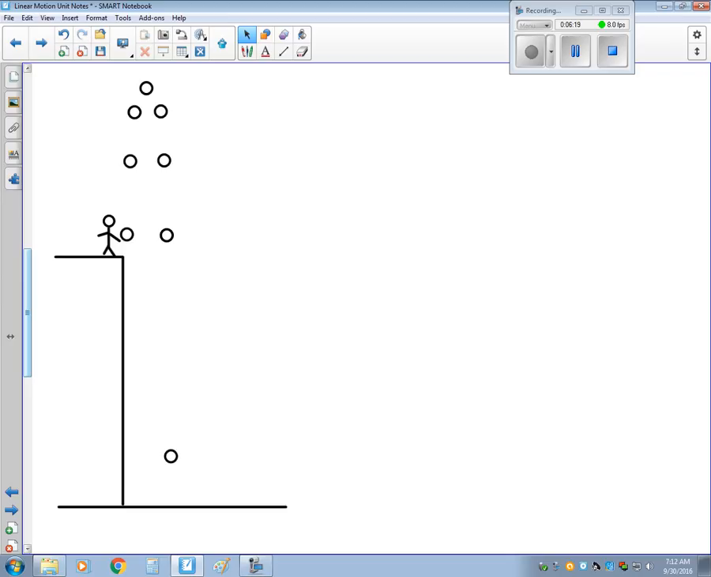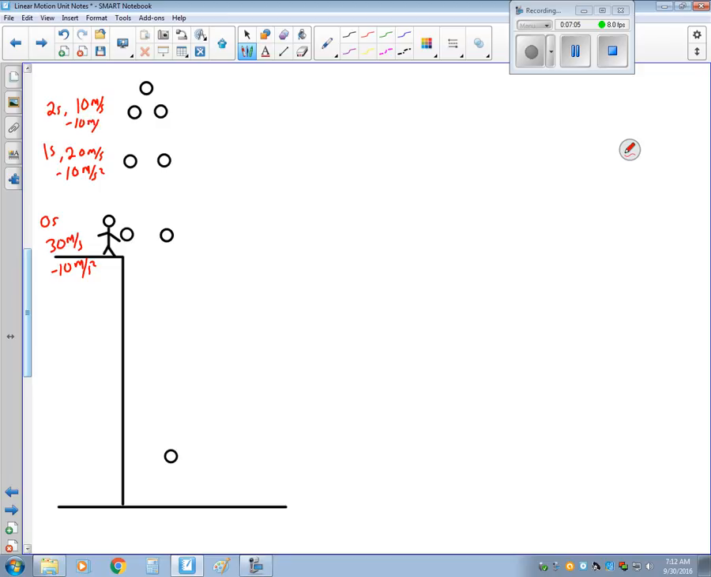So we're going to say that at 0 seconds, this ball has an initial velocity of 30 meters per second, and it has an acceleration of negative 10 meters per second squared. So up here at 1 second, the ball will now have a velocity of 20 meters per second and an acceleration still of negative 10 meters per second squared. At 2 seconds, the ball now has a velocity of 10 meters per second and an acceleration of negative 10 meters per second squared. Notice the acceleration is staying the same.